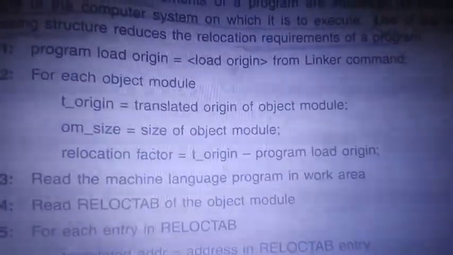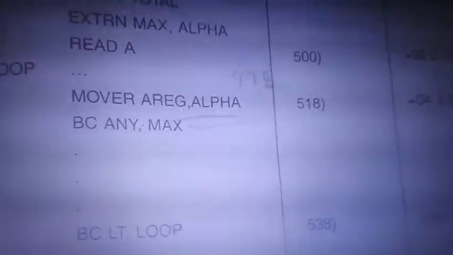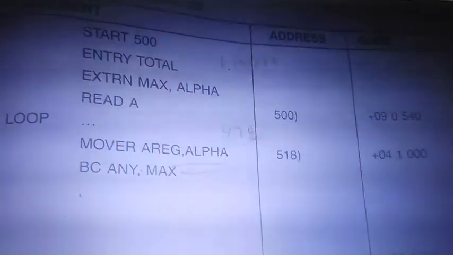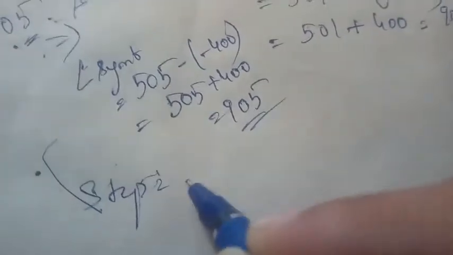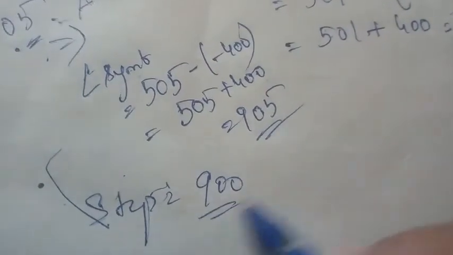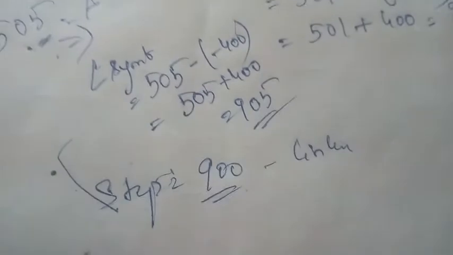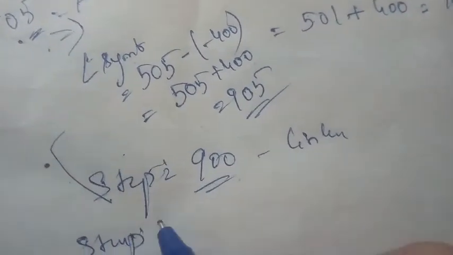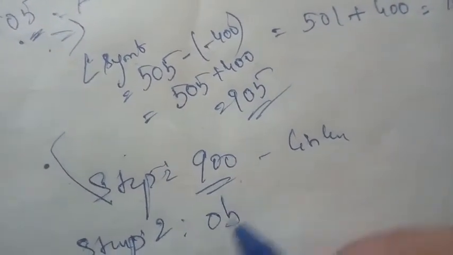So we will have object, size and relocation factor. Consider this program. What is the load address? Step 1: the load address is 900, which we get from the linker. Step 2: you need to check the object program.